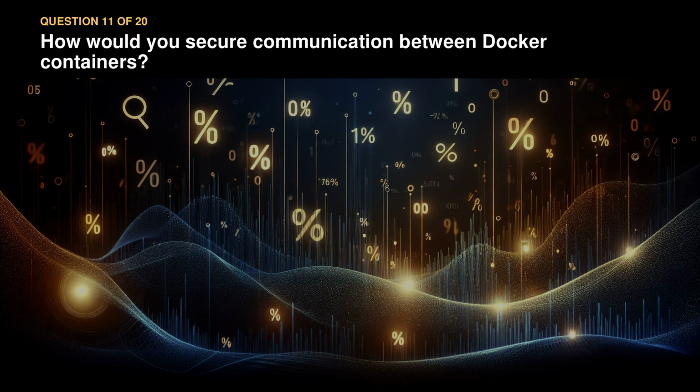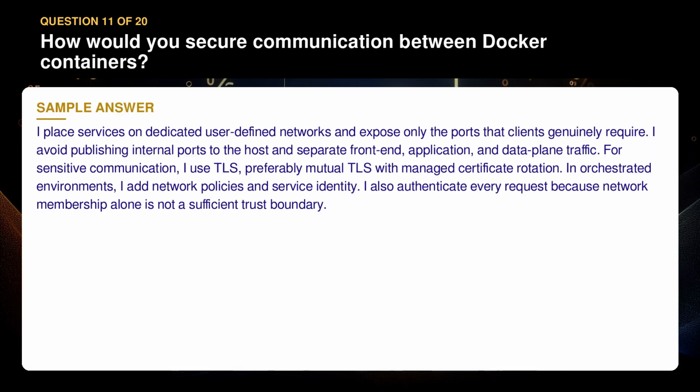Question 11. How would you secure communication between Docker containers? I place services on dedicated user-defined networks and expose only the ports that clients genuinely require. I avoid publishing internal ports to the host and separate front-end, application, and data plane traffic. For sensitive communication, I use TLS, preferably mutual TLS with managed certificate rotation.